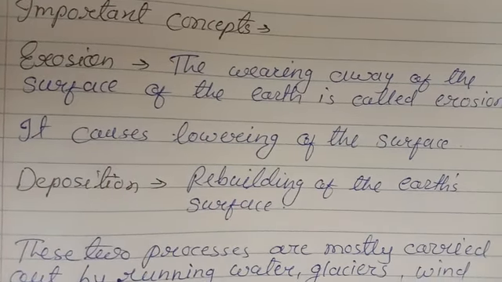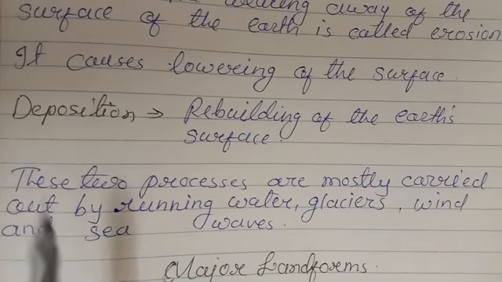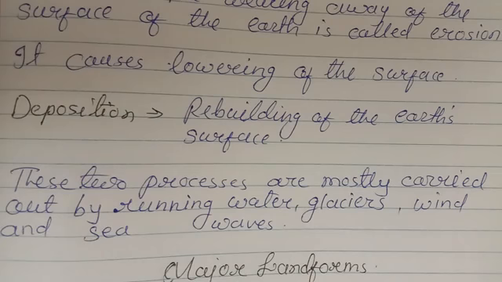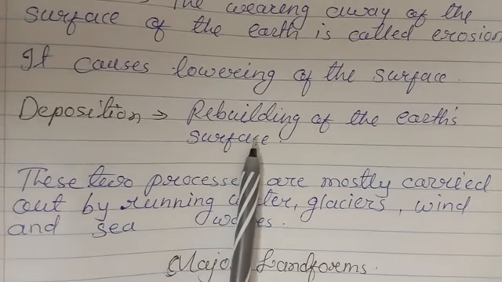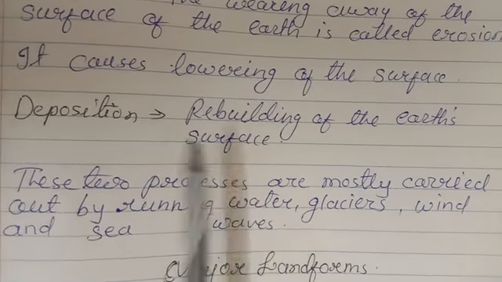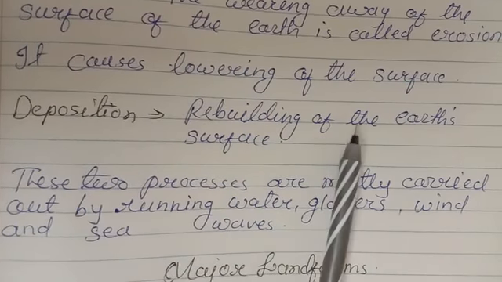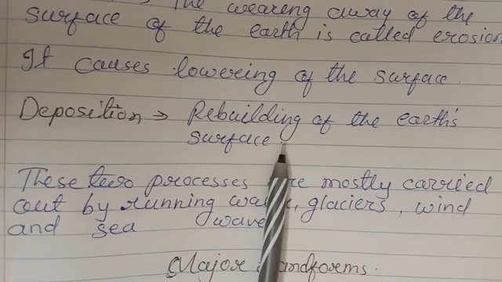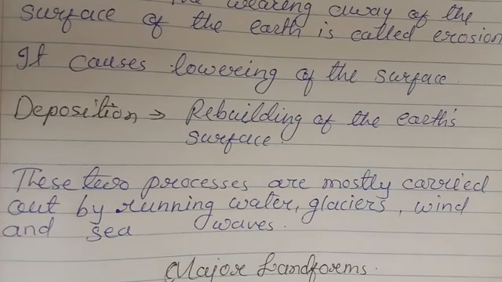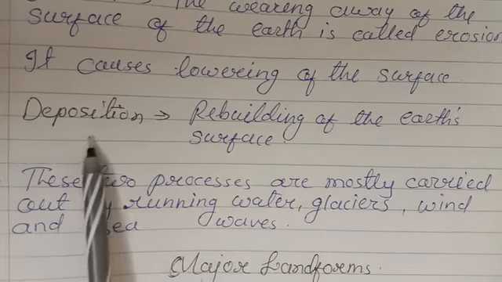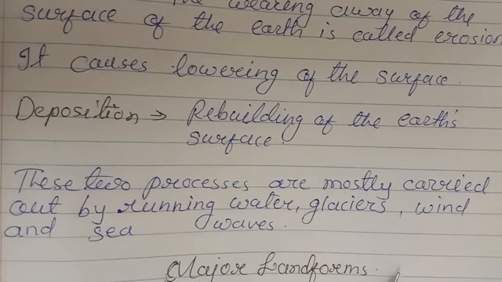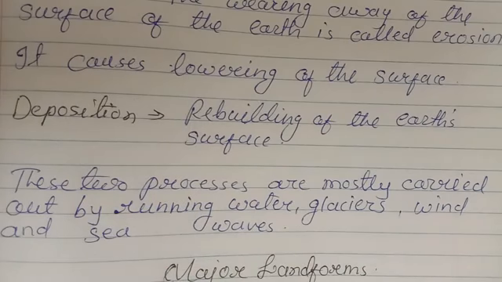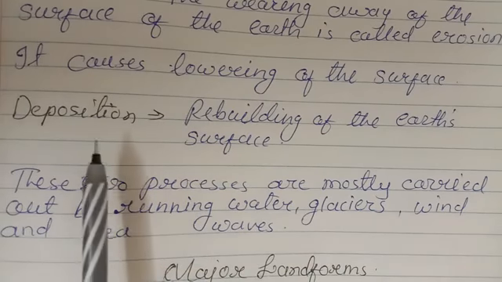Okay, now next is deposition. If some part is eroded by the river, it is also rebuilt by the rivers. So deposition means what? Rebuilding of the earth's surface. Whatever the gradational forces are, their work is also deposition. The gradational forces do two types of work: erosion and deposition.